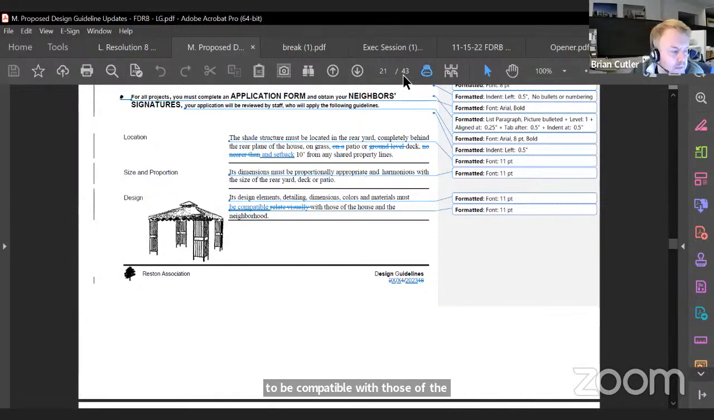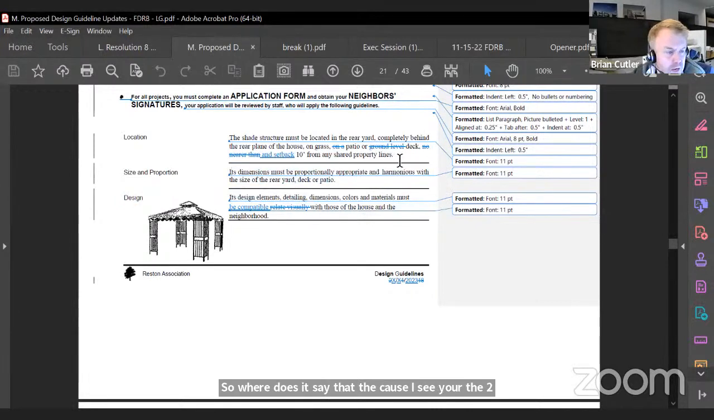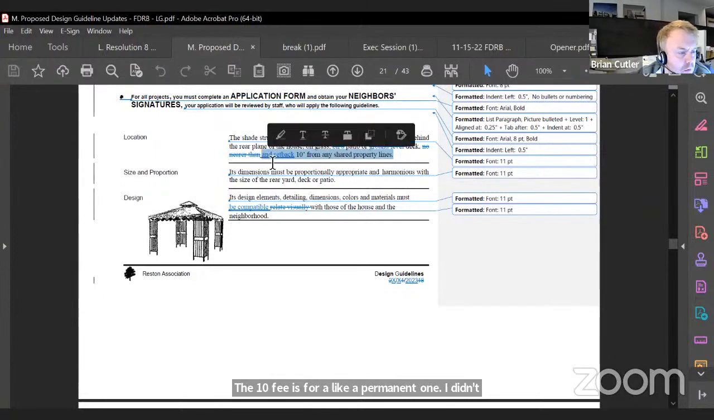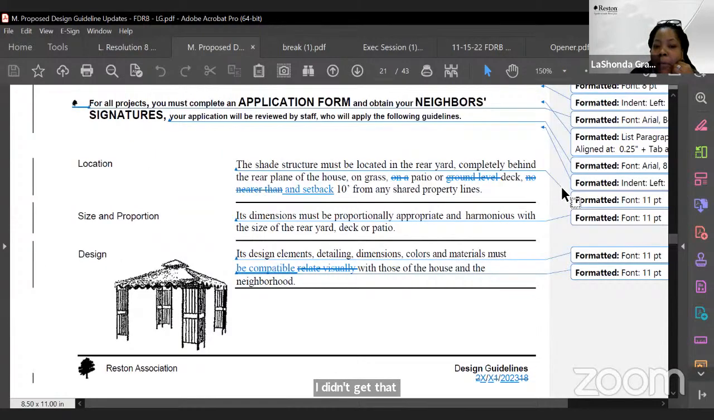So where does it say that? Because I see the 2 feet for no application and the 10. Where does it say the 10 feet is for a permanent one? I didn't get that. Actually, Brian, I left it out here. It's supposed to mimic permanent year round here, and I forgot to add it to the single family one. These are supposed to be mimicking each other. So these are for temporary, and this is supposed to be identified as permanent.